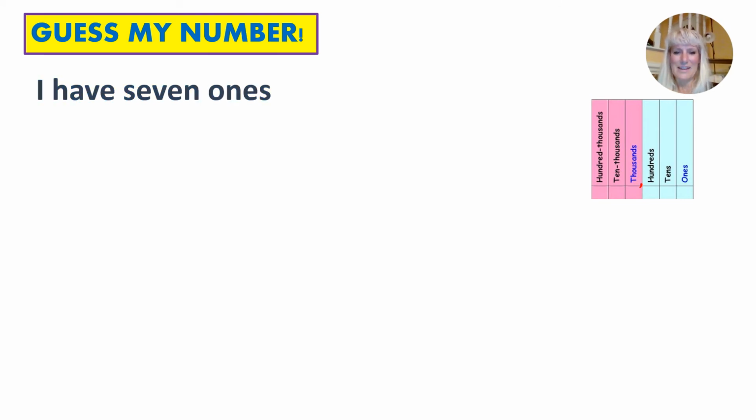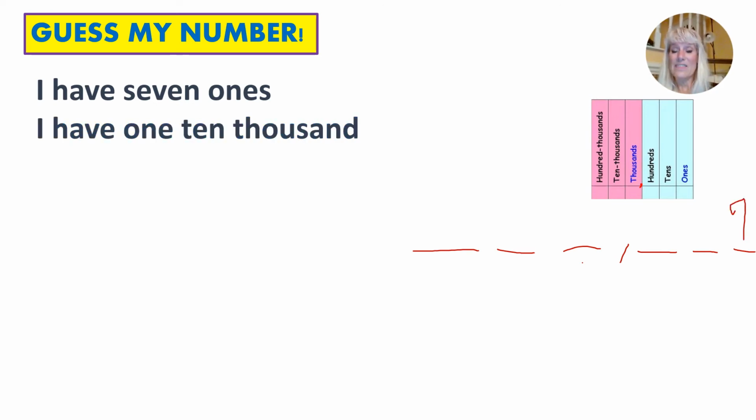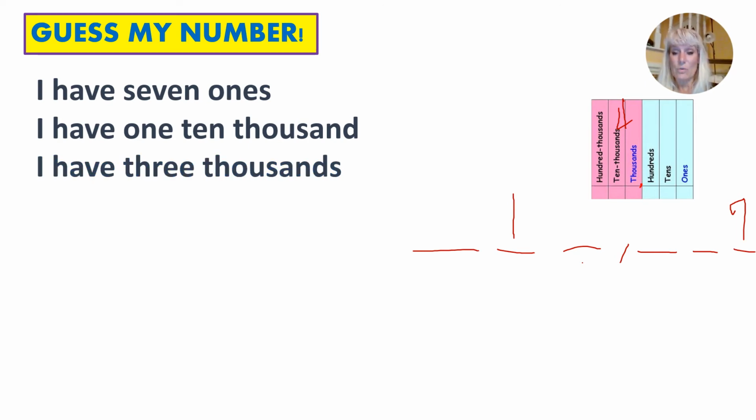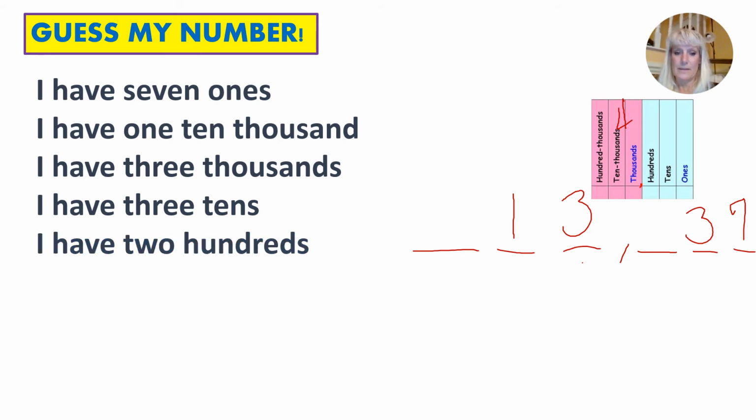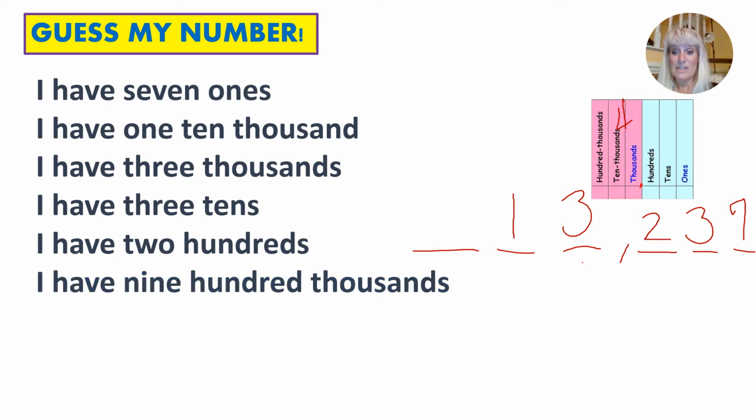Let's try another one. Let's get this ready first. How about that? 1, 2, 3, comma, 1, 2, 3. I'm running out of space. I have 7 ones. I'm putting my 7 in. I have 1 10,000. So let's take a look at where those 10,000s are. Ones, tens, hundreds, thousands, 10,000s. So I have 1 10,000. I have 3,000s. Remember, that's going to be right next to the comma, 3,000s. I have 3 tens. That 3 is going to come over here to the tens. I have 2 hundreds. My 2 goes right here. I have 900,000. All right, 100,000 is going to be right out there on the edge.